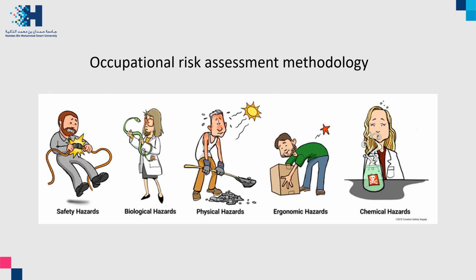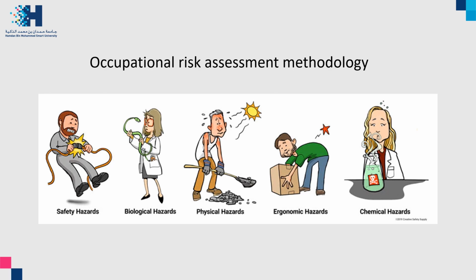Biological hazards. These are hazards that can cause harm to workers through exposure to biological agents such as viruses, bacteria, or fungi. Examples of biological hazards in the workplace can include exposure to blood-borne pathogens such as HIV or hepatitis, or exposure to mold or other allergens.